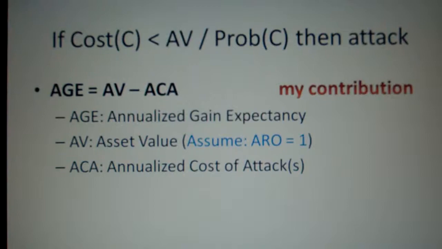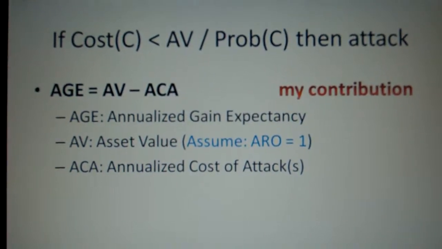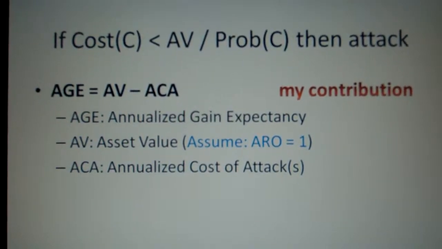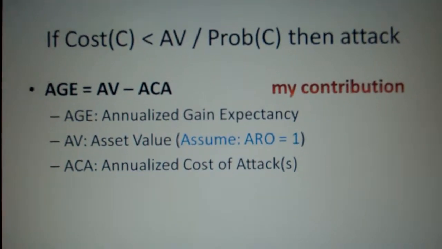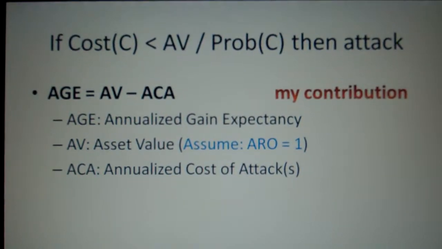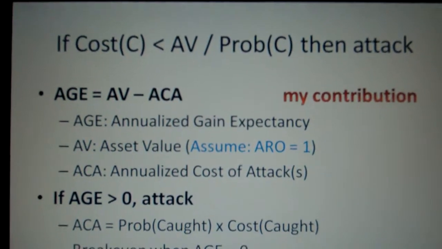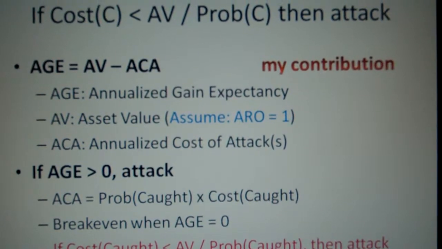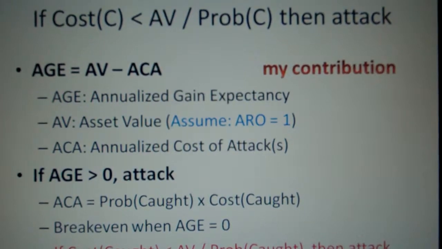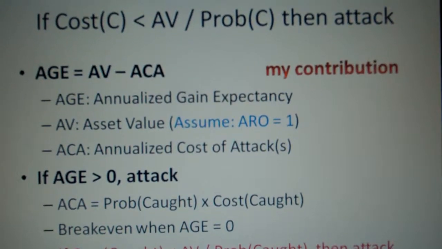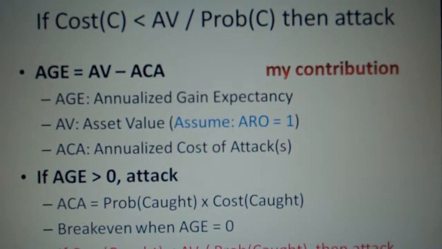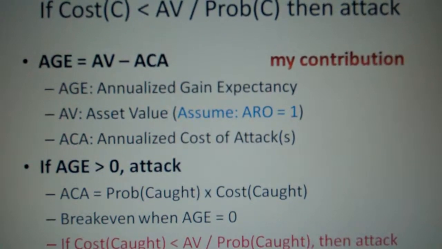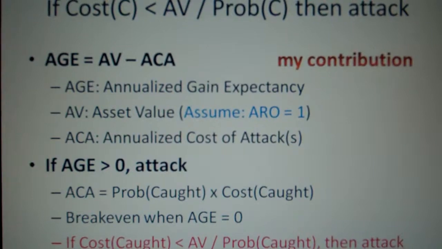Consider, instead of ALE, annualized loss expectancy, consider AGE, annualized gain expectancy. If we assume that the asset value of what is lost is the same as in the other equation, and ACA is the annualized cost of the attacks, if AGE is greater than 0, if there's something to be gained, attack. Now we can also assume that the annualized cost of attack is simply the probability of getting caught times the cost of getting caught. So the break-even point is when the AGE equals 0. In other words, if the cost of getting caught is less than AV divided by the probability of getting caught, then attack.